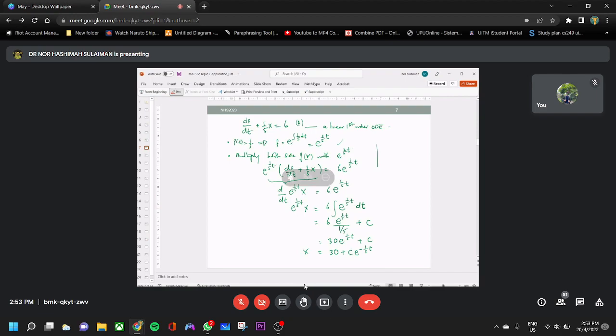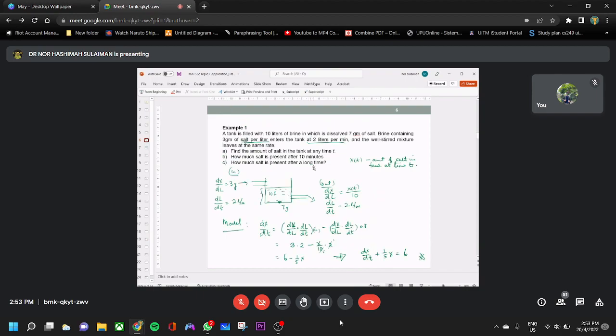Are we done? Not yet. Why? Because we don't know what the C is, isn't it? So how do you determine the C? Look here, this is an initial value problem, right? Because you have an initial amount of salt, where x, the amount of salt at time t equals 0, happens to be 7.